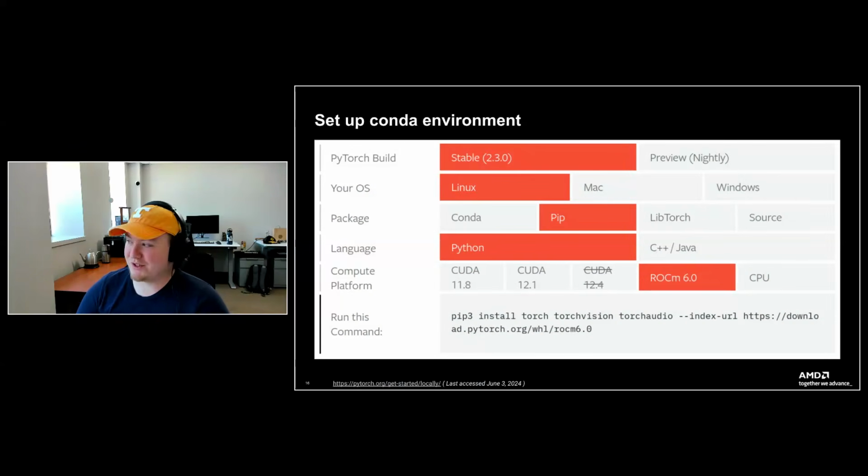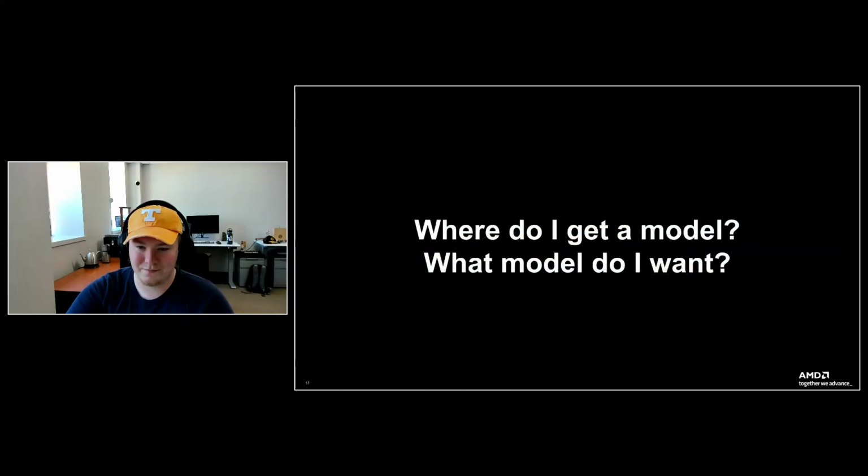And here's a screenshot from PyTorch's documentation. They have this lovely GUI installation matrix where you can choose your build of PyTorch, your operating system, what your package manager is, and what your compute platform is. And it will spit out on the bottom exactly what you need to run to install that version of PyTorch. It is very handy, very easy to use.